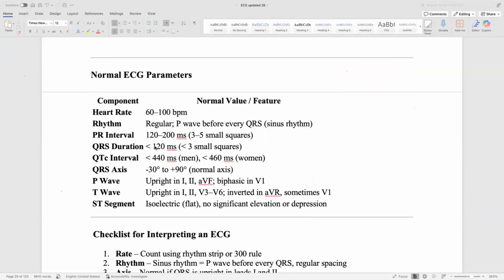So the normal duration is 120, three small squares. Why three small? Because they are fast fibers. The Purkinje fibers and the bundle of His, right and left, are very fast. Despite the muscle of the ventricles being large, the conduction system is very efficient.